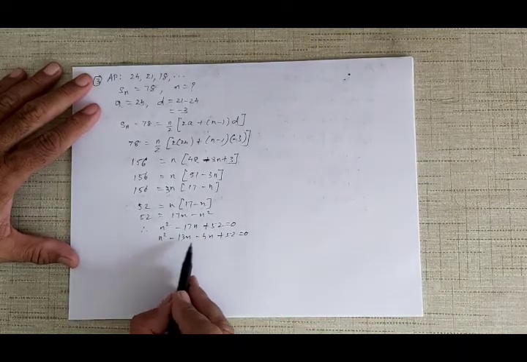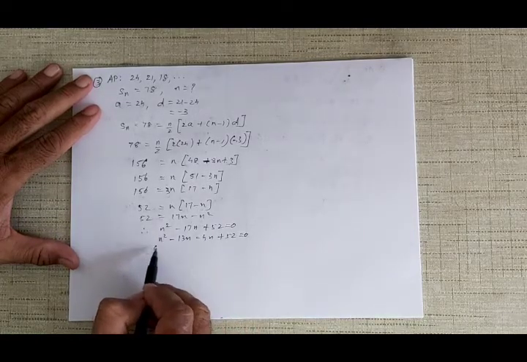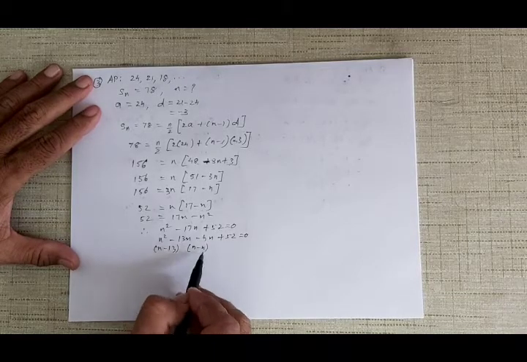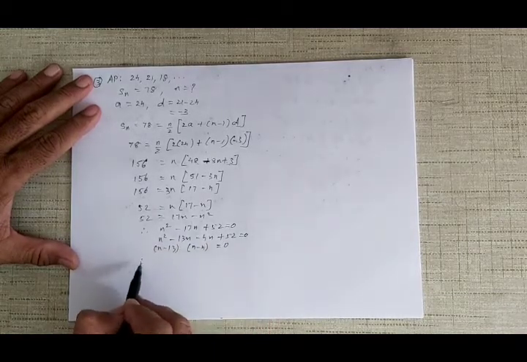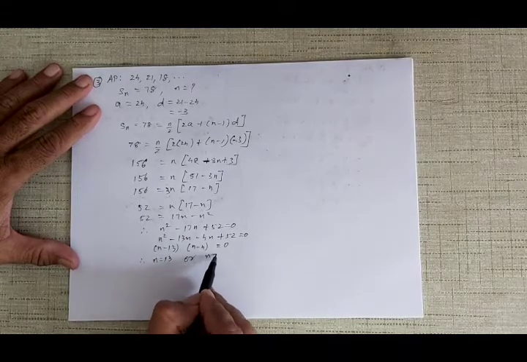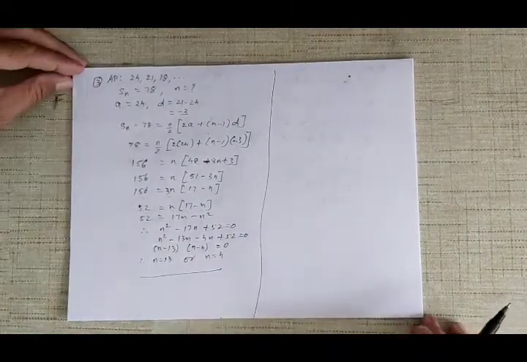17 was split into 13 and 4, 17, 13 4 are, plus 52. So I get n minus 13 into n minus 4 is equal to 0. Therefore n is equal to 13 or n is equal to 4. Now both are possible. Okay, why both are possible?